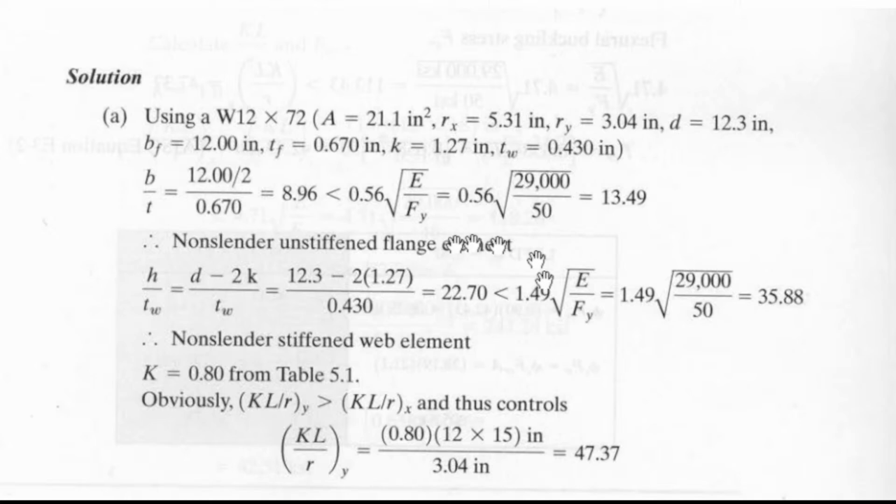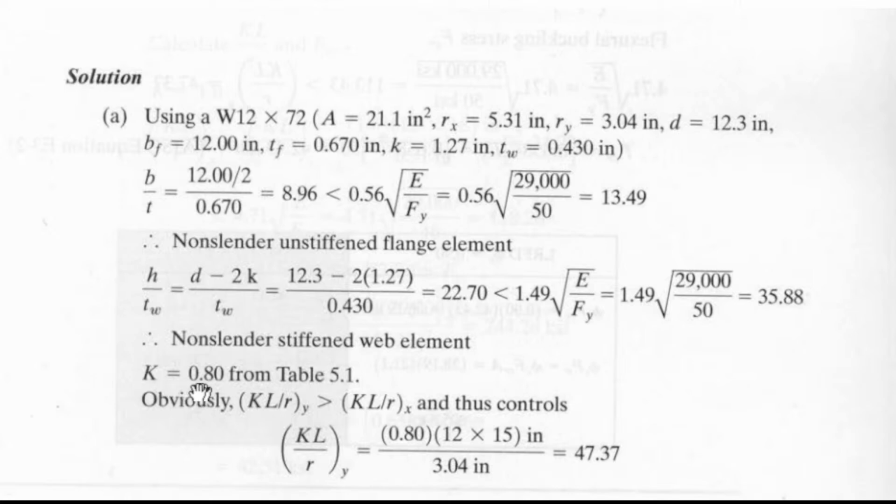This is a very common number if you take the ratio. Very common number, 22.7. Okay? So verify if this is less than 1.49 square root of E over Fy. So this is 35. Right? And therefore, it is less than. Therefore, it is non-slender stiffened web element.